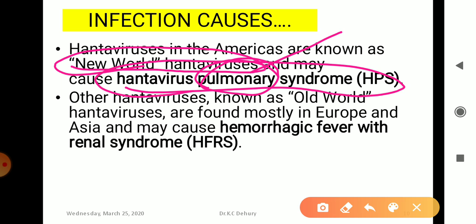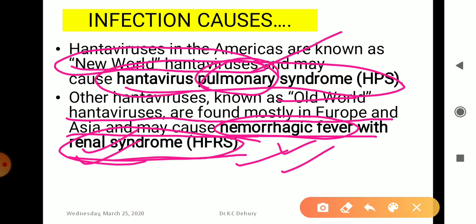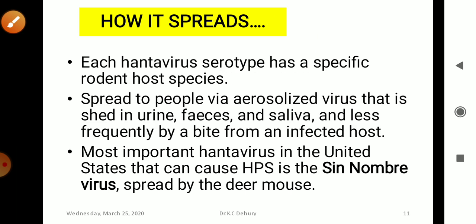Another Hantavirus, known as Old World Hantaviruses, is also found in Europe and Asia, and causes hemorrhagic fever with renal syndrome. Here two symptoms are there. One is hemorrhagic fever, another is renal syndrome. Renal means this syndrome is particularly confined to your kidney. When two different symptoms are exhibited under the umbrella of the Hantavirus, it is known as a syndrome. One is HPS syndrome, another is HFRS, the hemorrhagic fever with renal syndrome, and it is in Europe and Asia.